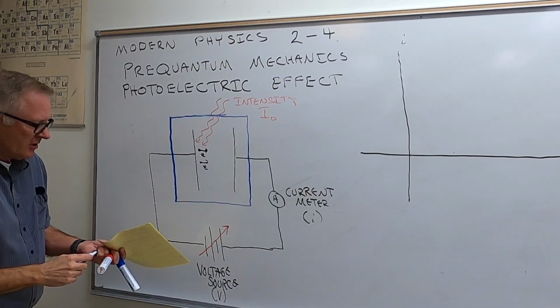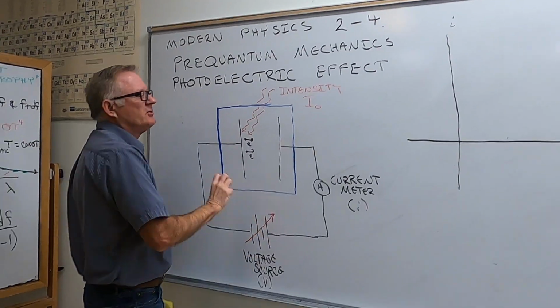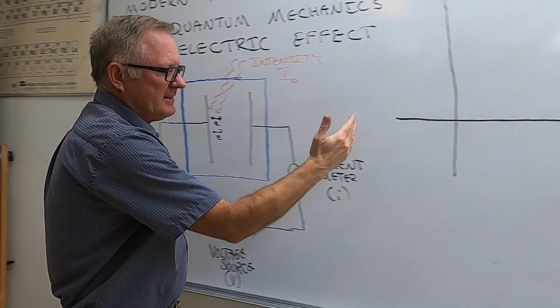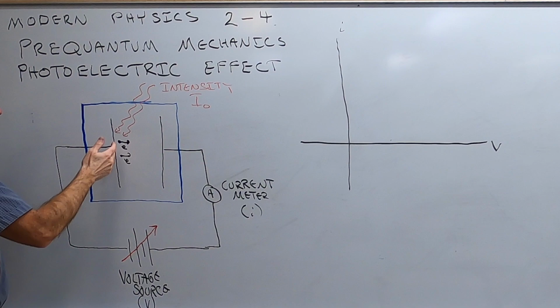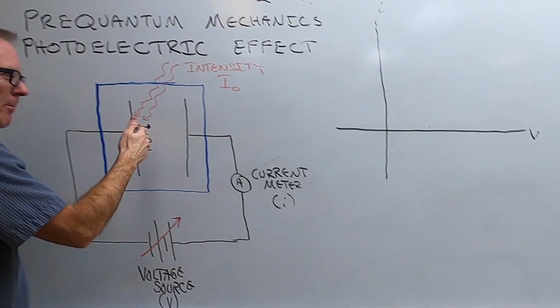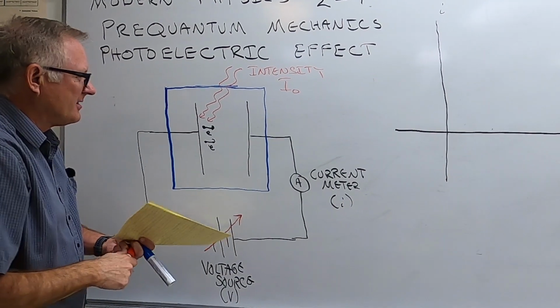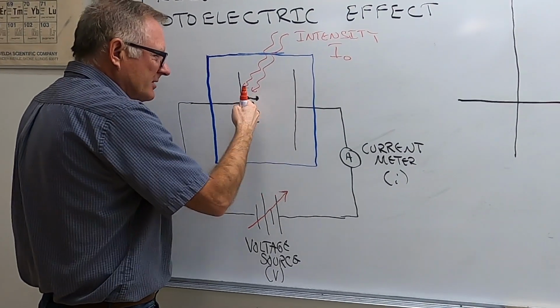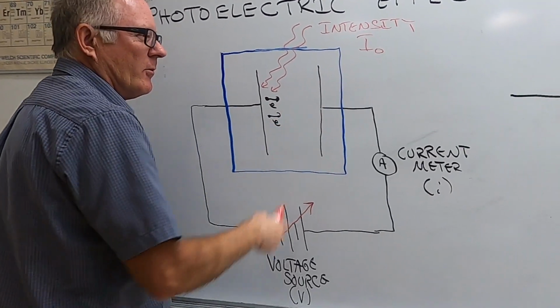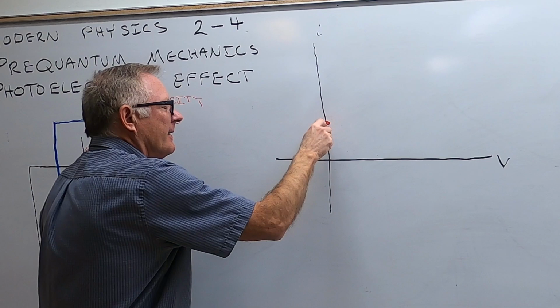Okay. So, just to begin with, let's say we turn this voltage off. So V is 0. Well, this light comes in, and these electrons are still going to pop off right here. Electrons pop off, so I'm going to get some current. And these plates are pretty close together, so pretty much all the ones that popped off are going to come over to this side. So we get a certain amount of current right there.